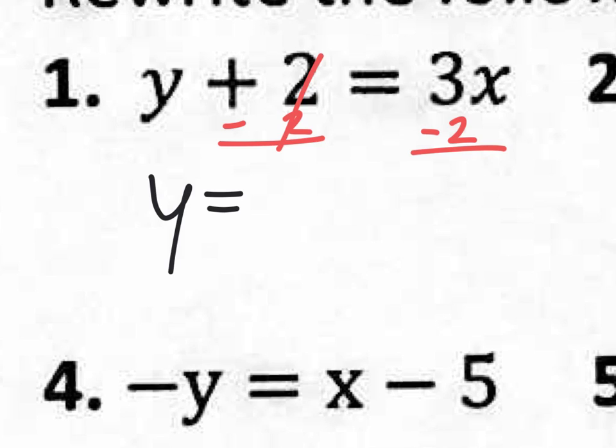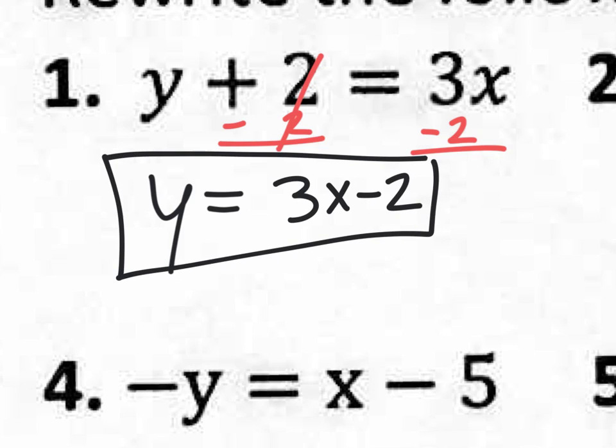Now, could you actually subtract 3x, take away 2? No, you can't. That's like saying I have 3 oranges. Let me take away 2 apples from it. You can't do it, right? Apples and oranges, different. So all you're going to do is rewrite it. 3x take away 2. Ladies and gentlemen, that is function form. You see? It's easy.